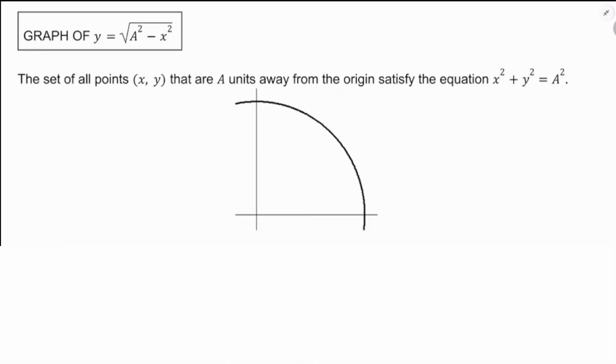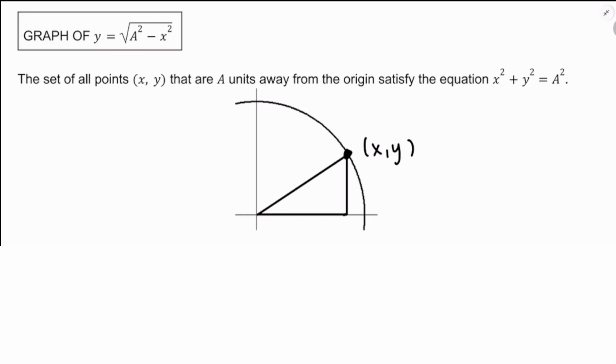All right, now I'm going to take just a couple of minute detour from the original lesson and talk to you about the graph of y equals the square root of a squared minus x squared, where a is some integer. It doesn't really fit well anywhere else, but we just decided we were going to throw it in right here. It's something I need you to know for calculus. So the set of all points (x, y) that are a units away from the origin satisfy the equation x squared plus y squared equals a squared. This used to be part of algebra 2, but it isn't anymore, and so I just need you to know this.